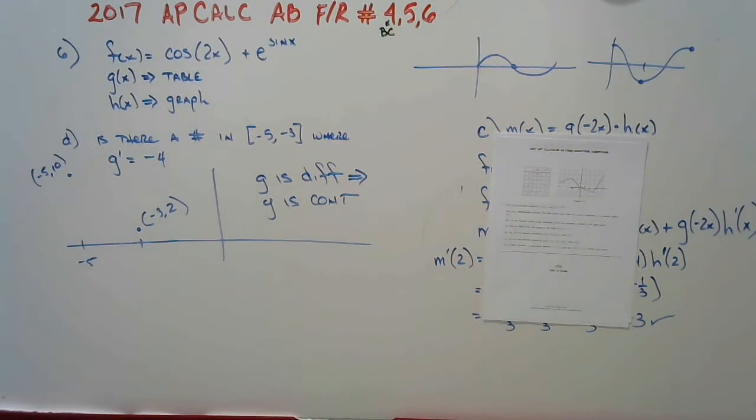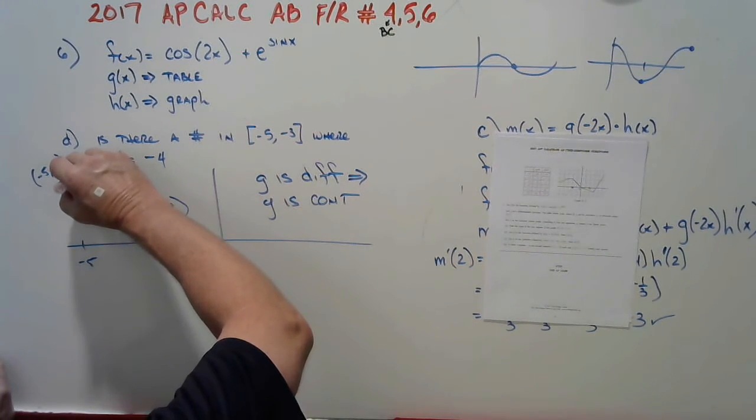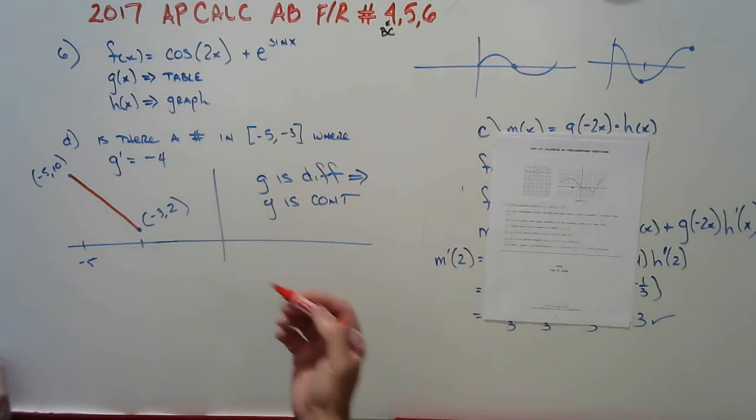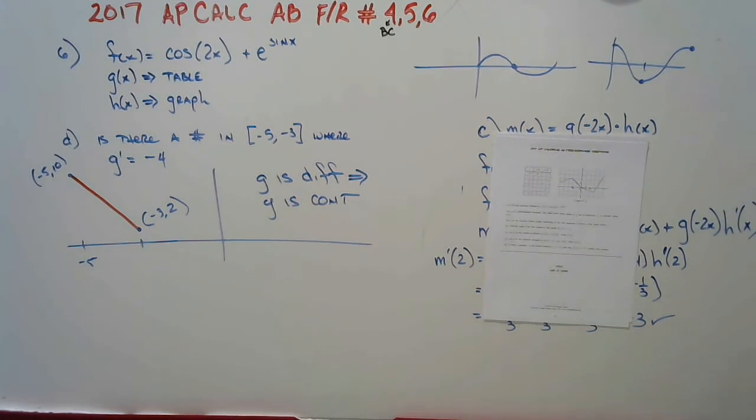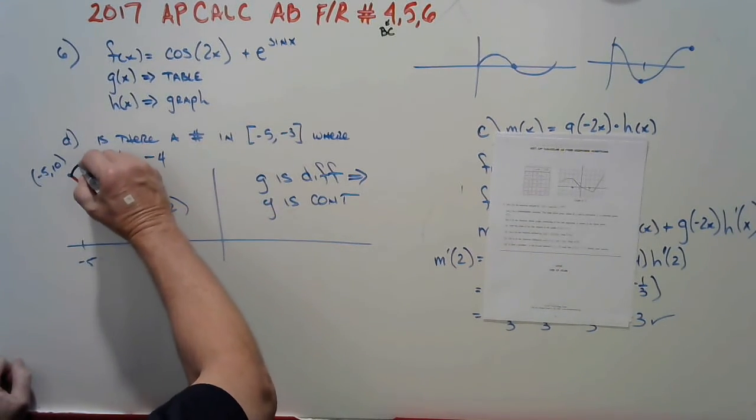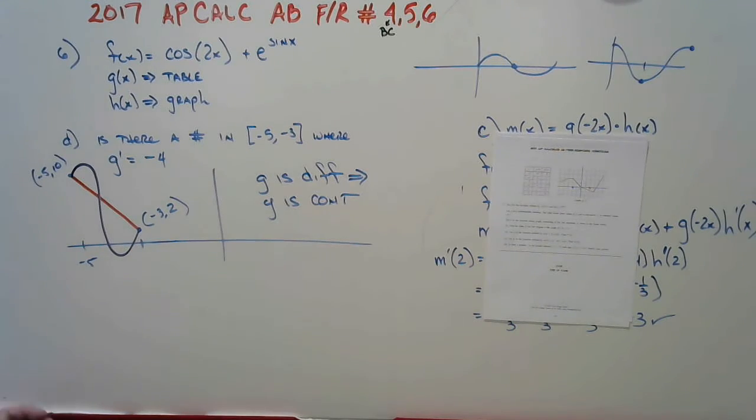So what do we know about our function? We know our function goes from here to there, continuously. So it could be this. That works. There are other choices, right? Our function can go like this. We don't know what our function looks like. The question is, does the derivative equal negative 4?